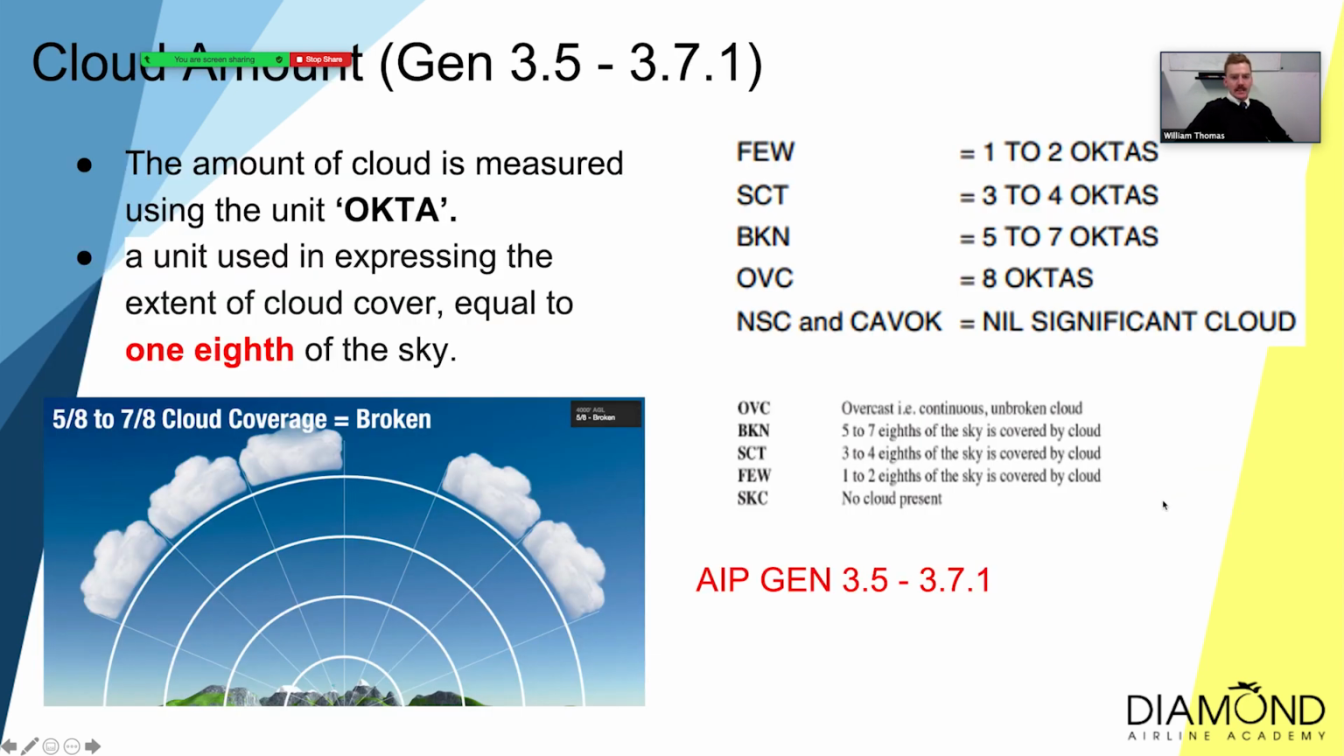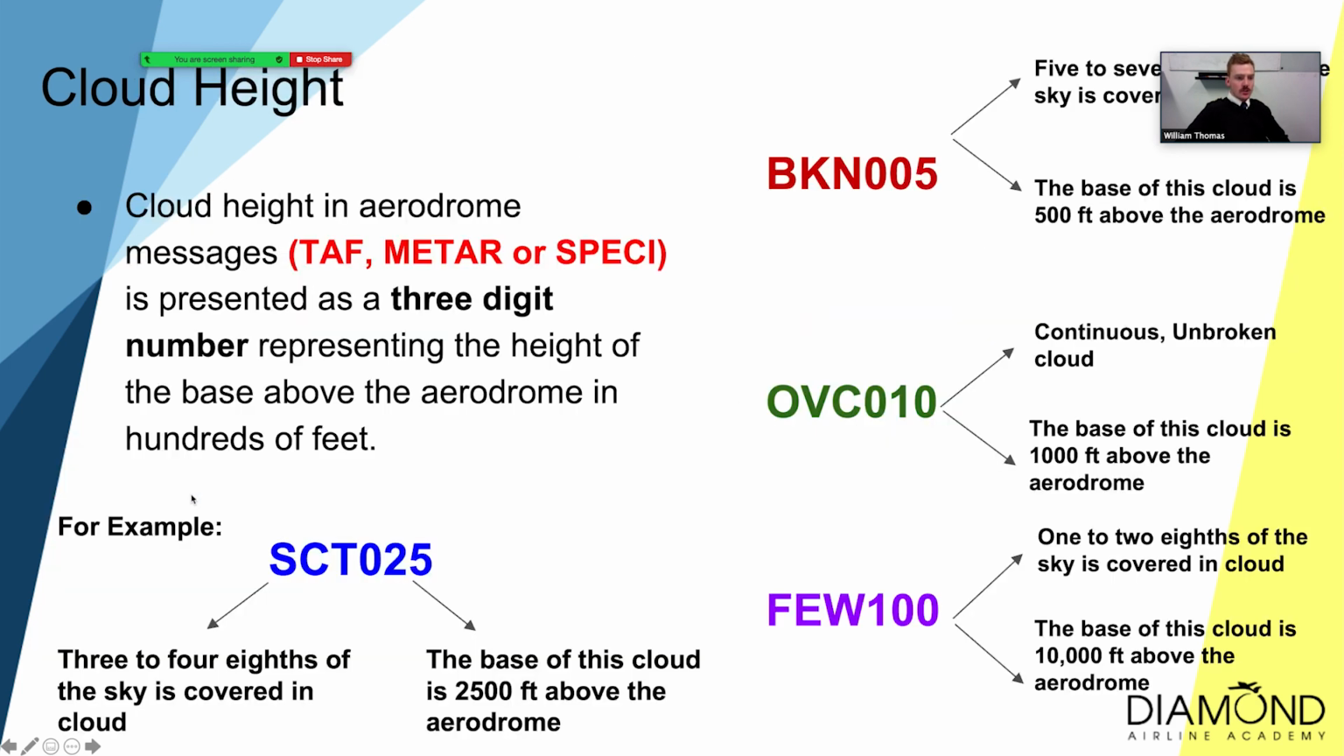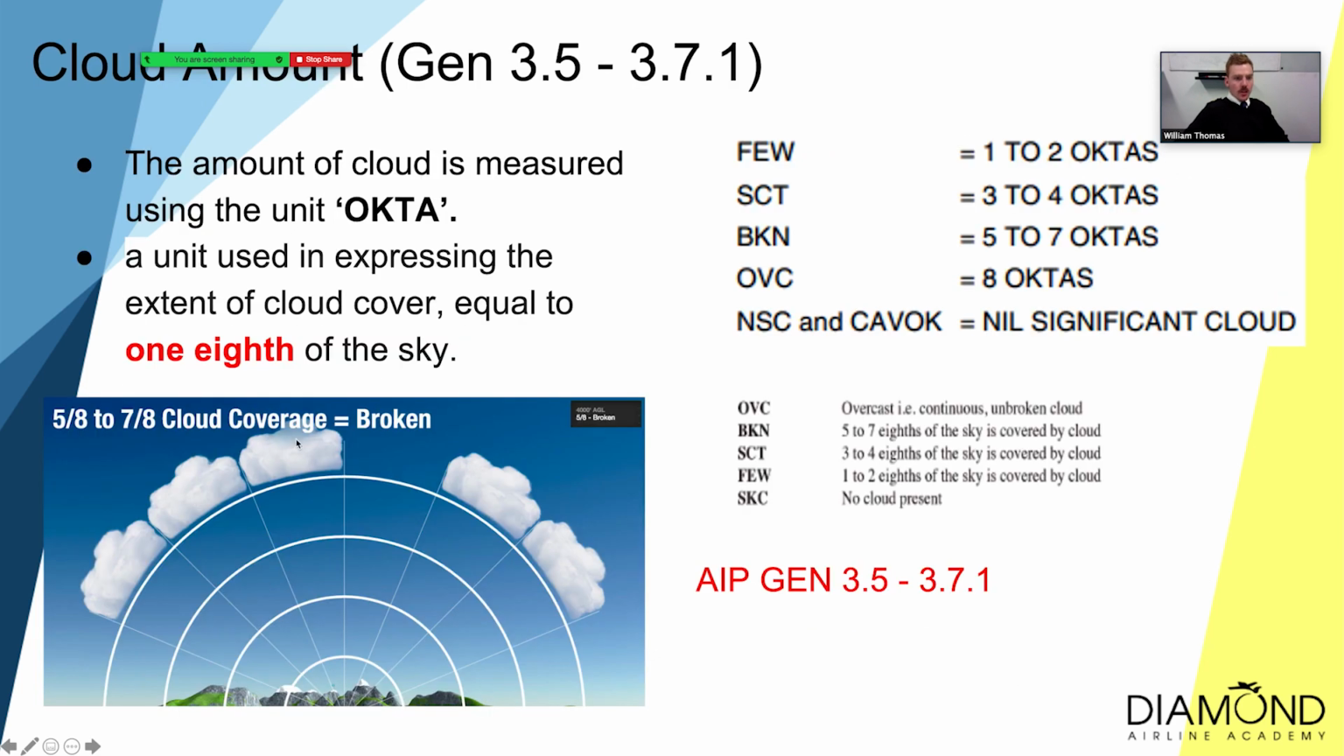All right, in the example on the bottom left-hand side, we've broken the sky down into 1, 2, 3, 4, 5, 6, 7, 8ths. How many 8ths are covered with cloud? 1, 2, 3, 4, 5. 5 to 7 is broken, so broken cloud in this case.